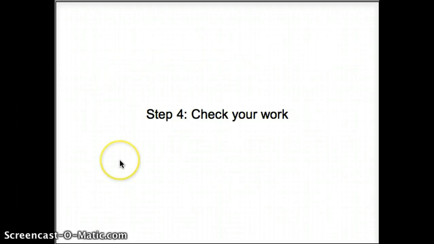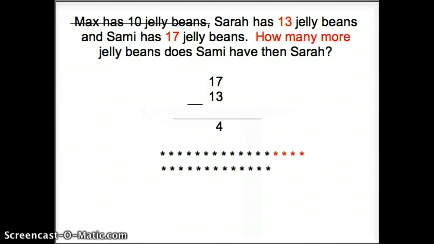For step 4, I'm going to check my work. It's always important to go back and check your work. And you might want to even use a different strategy when checking your work. So when I go back to the story problem, this time I decided to draw a picture to check my work. I drew out 17 stars for my jelly beans for Sammy and 13 stars for my jelly beans for Sarah. And you see that the extra stars I put in red. That's because Sammy has 4 more jelly beans than Sarah does.